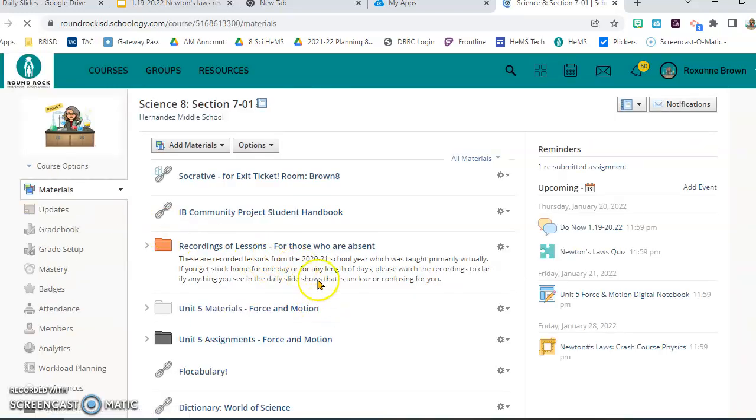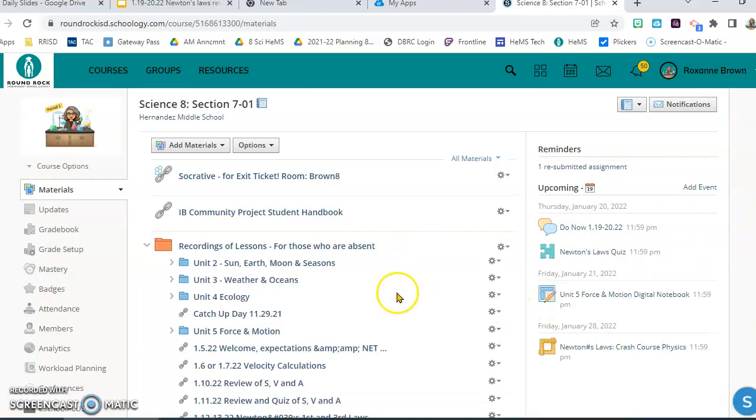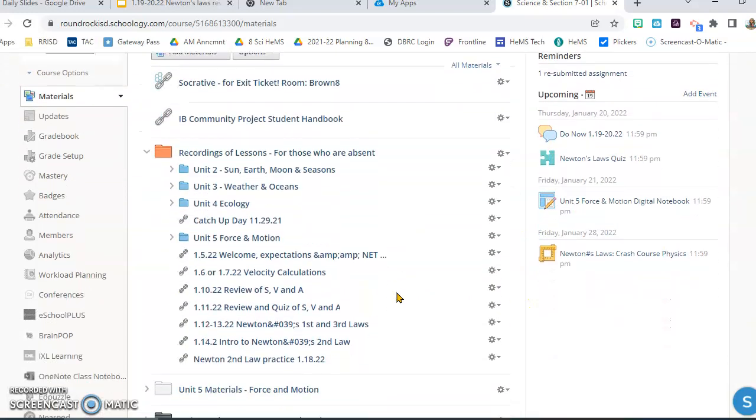When I open up, yours looks a little different. Yours says materials, where yours says grades, mine says grade book. You can always check there for your grades. But right here in this orange folder is the recording of the lessons. So right below, let's see, force and motion. This was yesterday, this was Tuesday. I'm going to put today's, and it's going to say today's date on it.